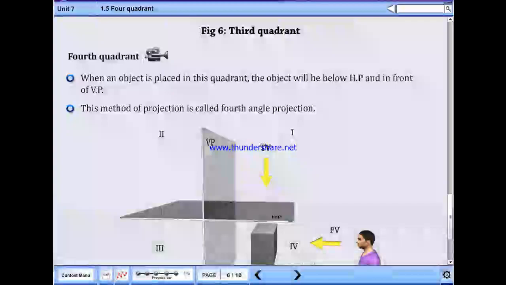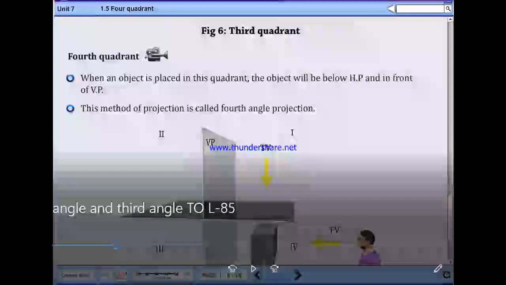Note down the points regarding the fourth quadrant. When the object is placed in this quadrant, the object will be below HP and in front of VP. This method of projection is called fourth angle projection. Note on the figure also.